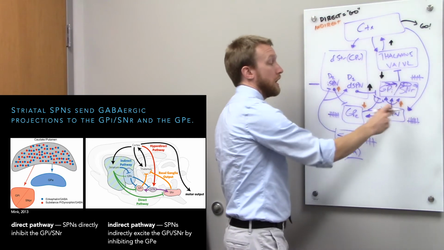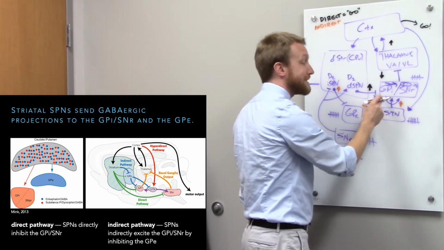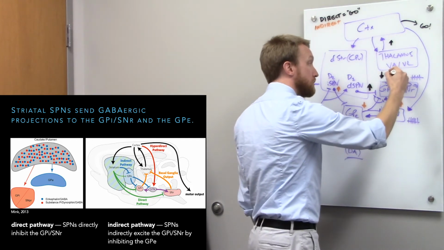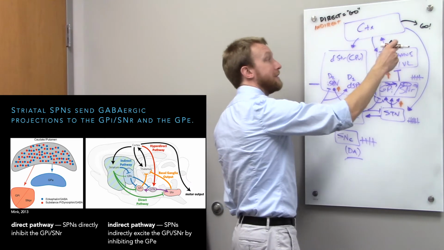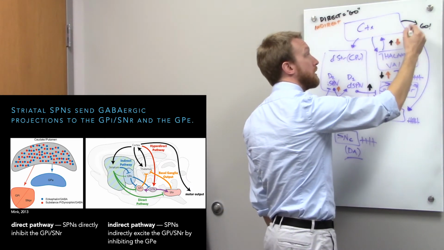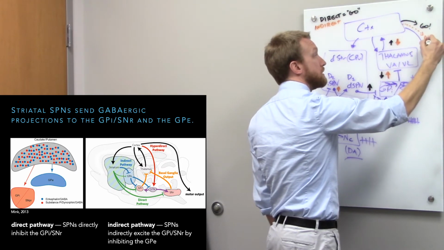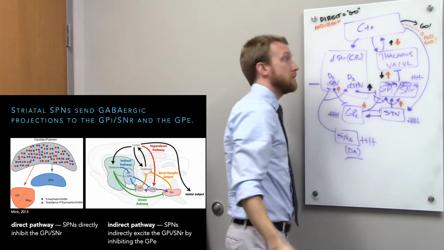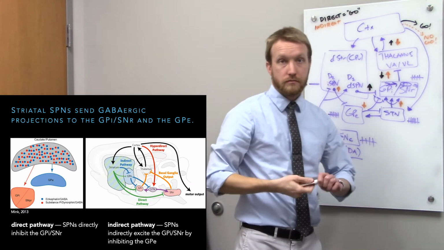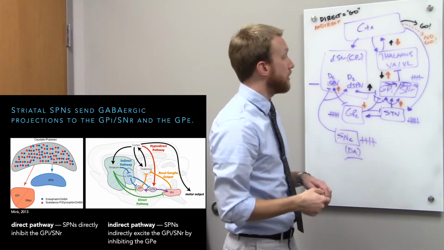The output nuclei are less inhibited by the GPe and more excited by the STN, leading to an increase in basal ganglia output. That inhibits the thalamus, so we don't get as much excitatory feedback, and therefore the corticospinal tract is not stimulated. No go. There's your direct and indirect pathways in a nutshell.